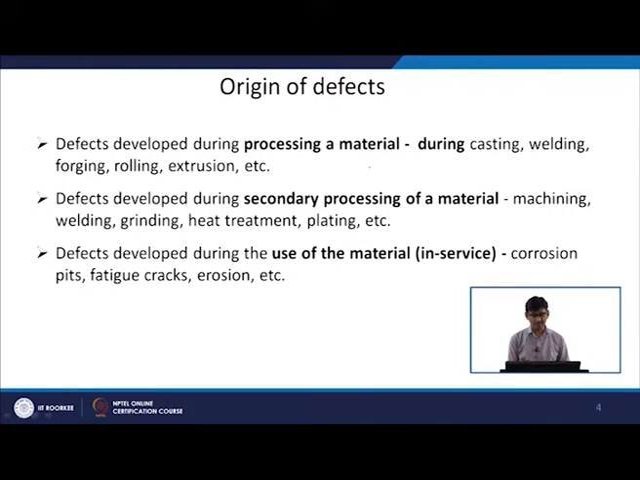So, it is one of the important techniques for any component going out of the industry, and also for any component in service, to find out whether we have introduced any defects in the component, and whether they are of critical nature or not. The origin of these defects can be during the processing of material, in terms of metallurgical engineering. It can be during casting, welding, forging, extrusion and so on, or it can develop during secondary processing of material, for example machining, grinding, heat treatment, etc. Or it can develop during the use of material.